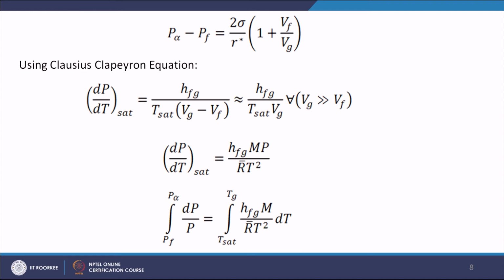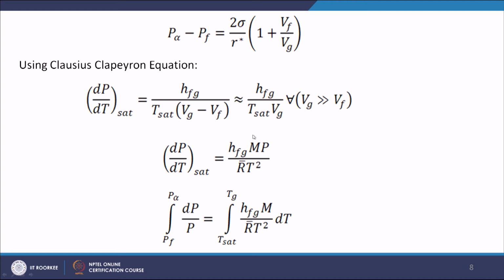So, we can neglect this Vf and write Vg minus Vf equal to Vg. Subsequently, del P by del T sat is nothing but Hfg by T sat into Vg. If we continue further like this, del P by del T sat is equal to Hfg by T sat, and then this Vg I can convert using the PV equals MRT formula once again. Then I will get back Hfg into P by R, and two temperatures will be multiplied now.